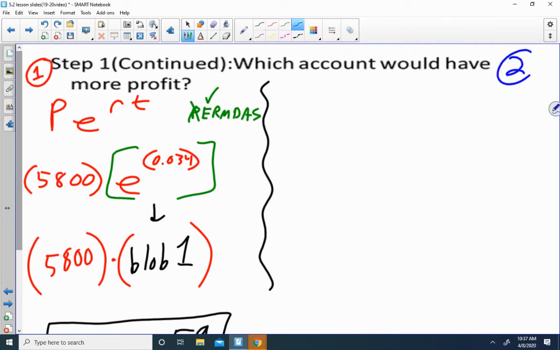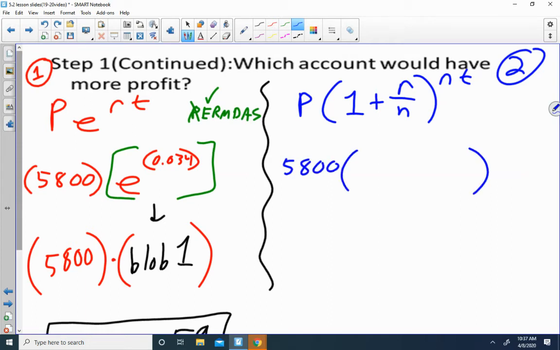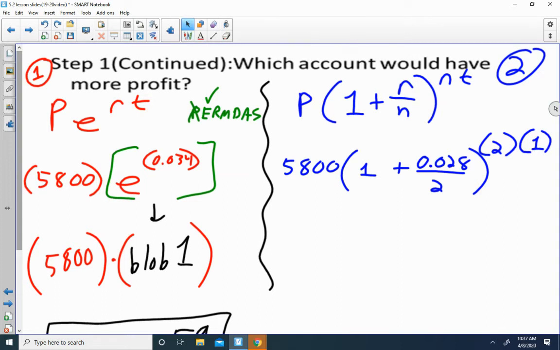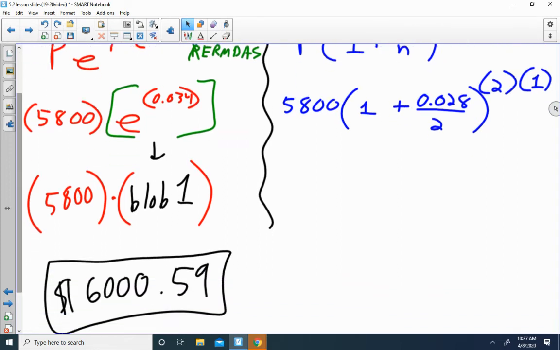So account number 2 does not use the PERT formula. This one's going to just use the normal one. So P times 1 plus R over N to the power of N times T. And for account 2, the principal was still 5,800. And we got to do 1 plus the rate, which was 0.028. The N is 2, or biannually. Then we raise to the power of N times T, where N is 2 and the time is 1. Okay, now we've plugged everything in, let's compute.